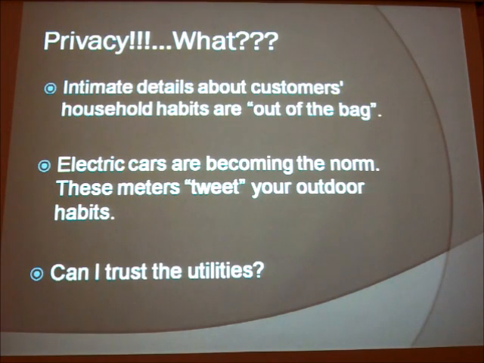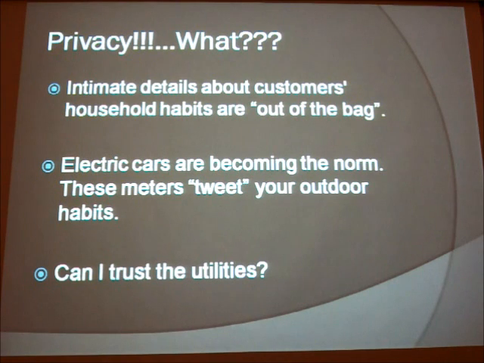Once smart metering is implemented, intimate details about the customer's household habits and behaviors are out of the bag. People will all of a sudden know what time he cooks his dinner, how much he uses the oven, how much time he watches TV, and at what time he goes to bed. Everything based on the electrical consumption. Moreover, when electric cars become the norm, these meters will even tell people what time you are coming back home, what time you leave the house, and how much time you have been outside the house. So is this really an issue or not?